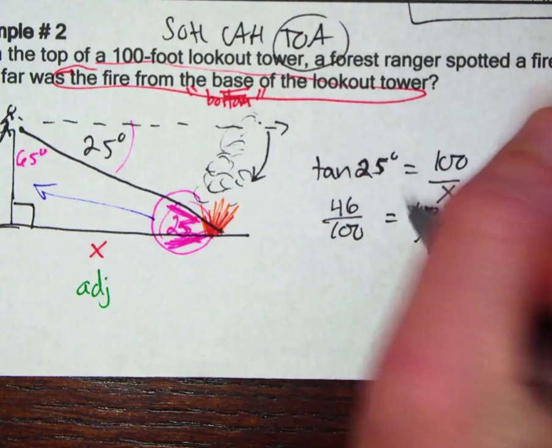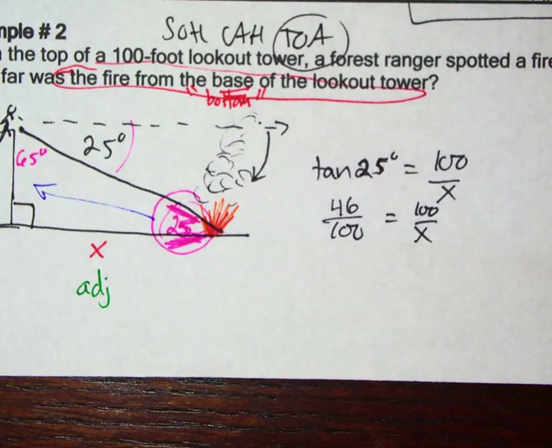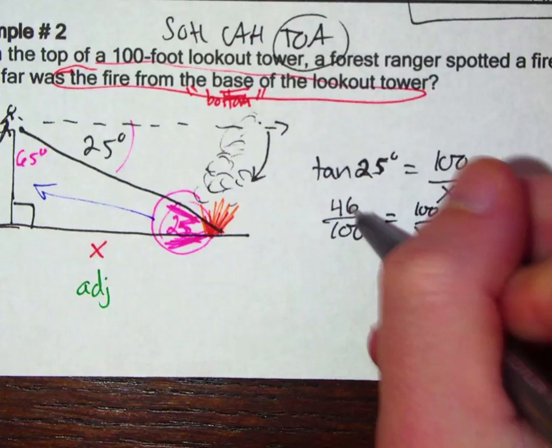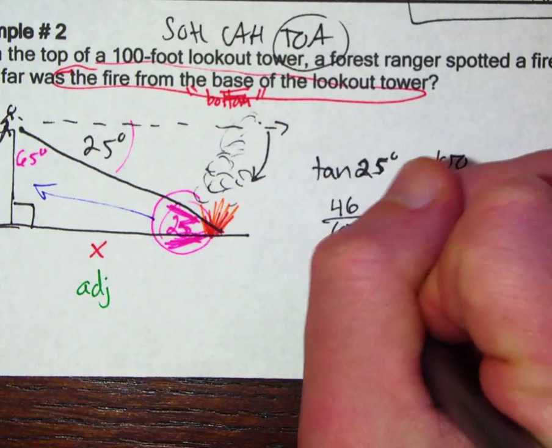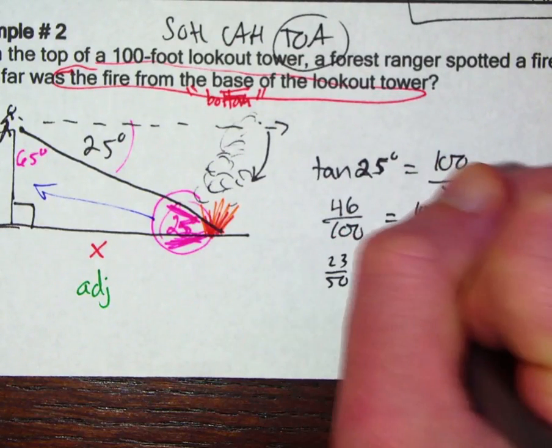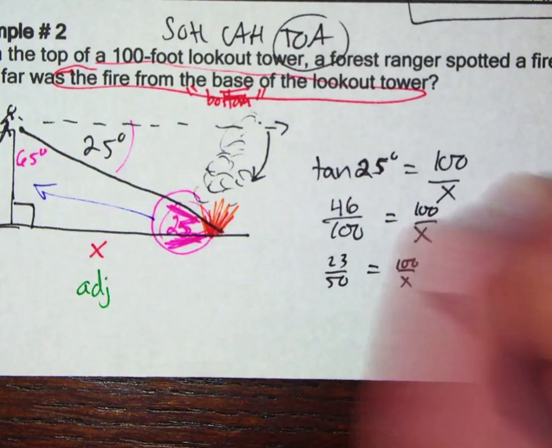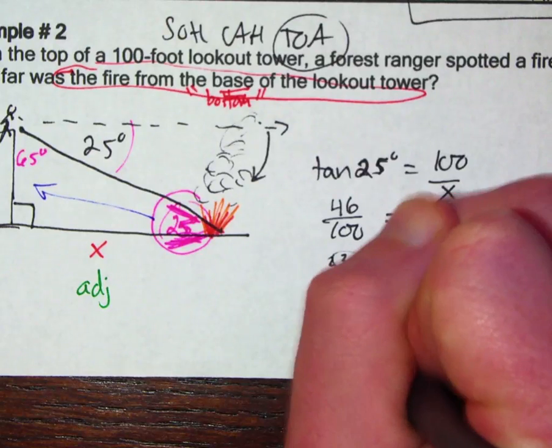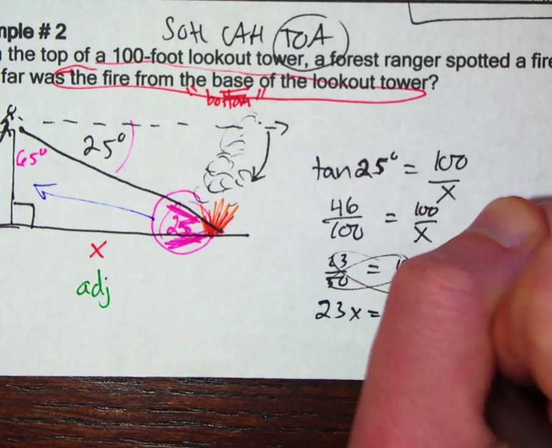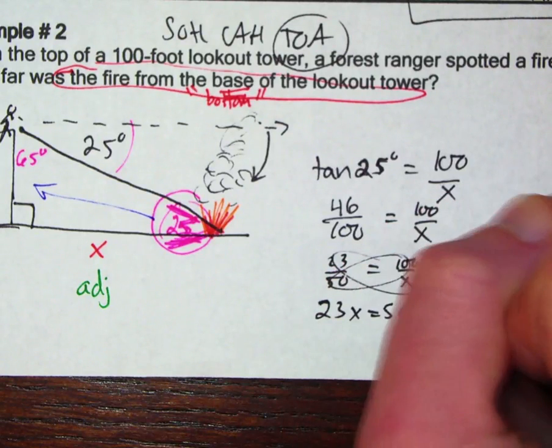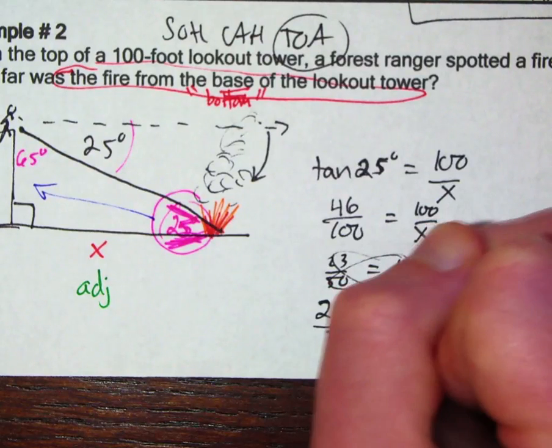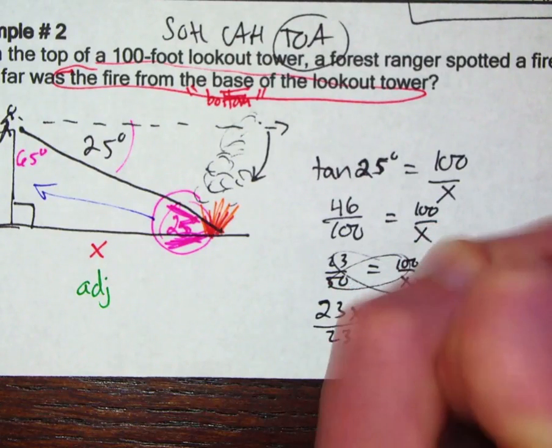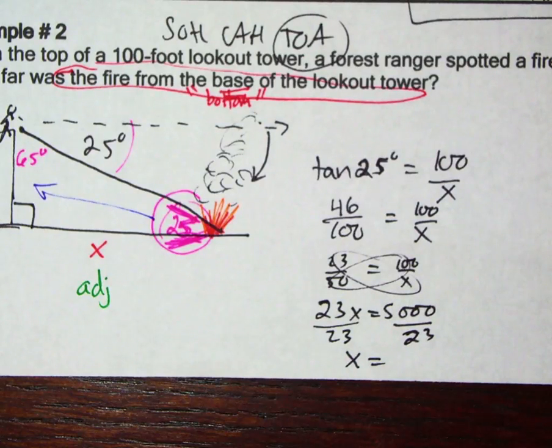If I go ahead and try and cross multiply, now I might want to reduce this here. That might be a really good idea, divide both these by 2, and you get 23 over 50 and 100x, and there's no more reducing to do there, so I'm kind of stuck. I got to cross multiply. We've got 23x equals 100 times 50, that's 5,000. So when you divide both sides by 23, you have a little bit of work to do.